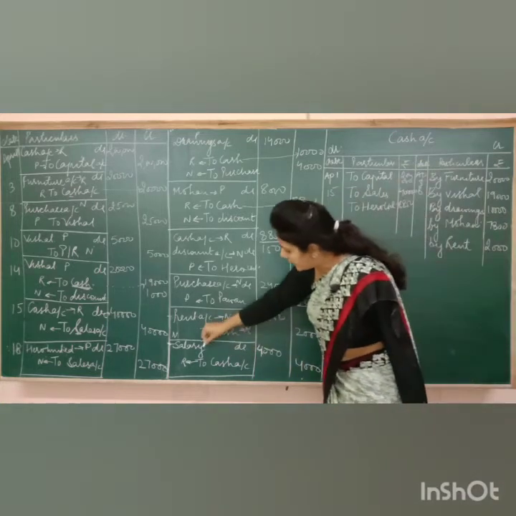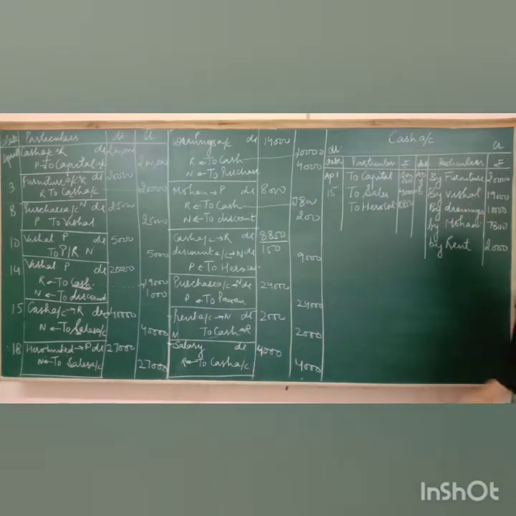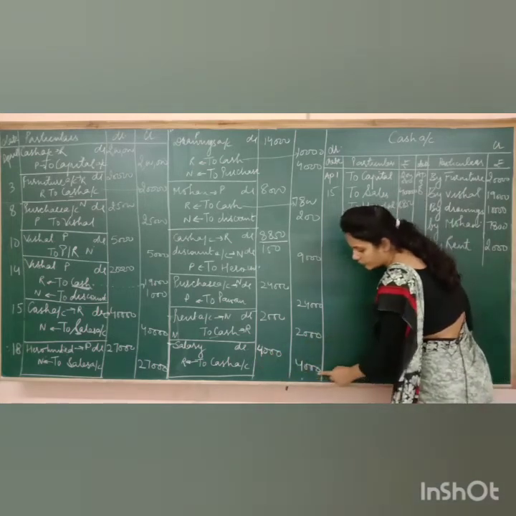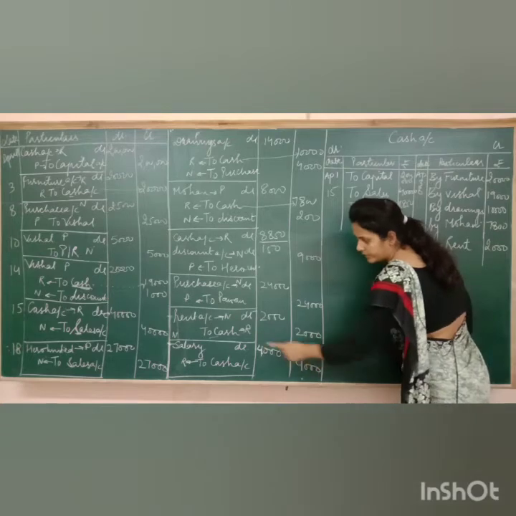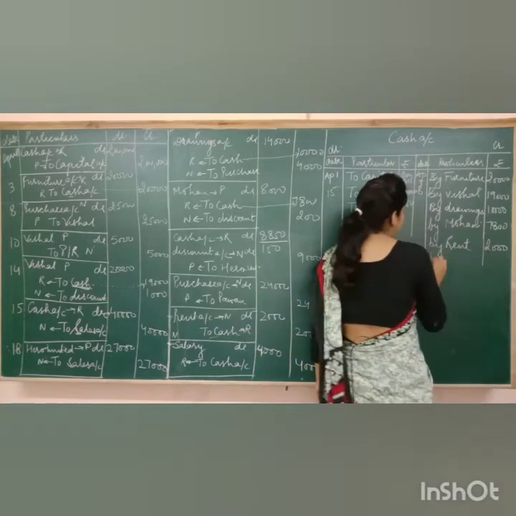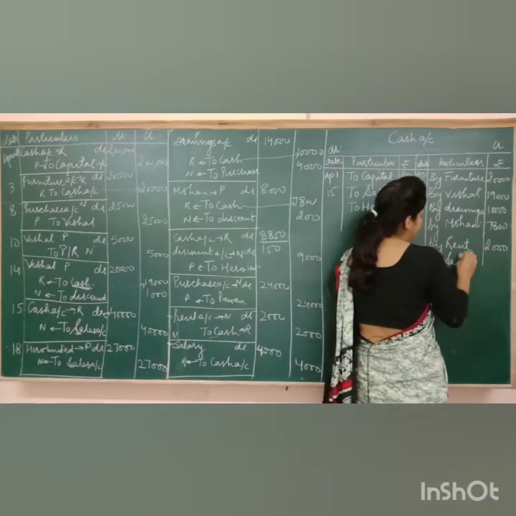Last entry, salary to cash. Again here cash account is credited. Entry will be on credit side with amount 4000. It is credited by salary. So write here by salary.